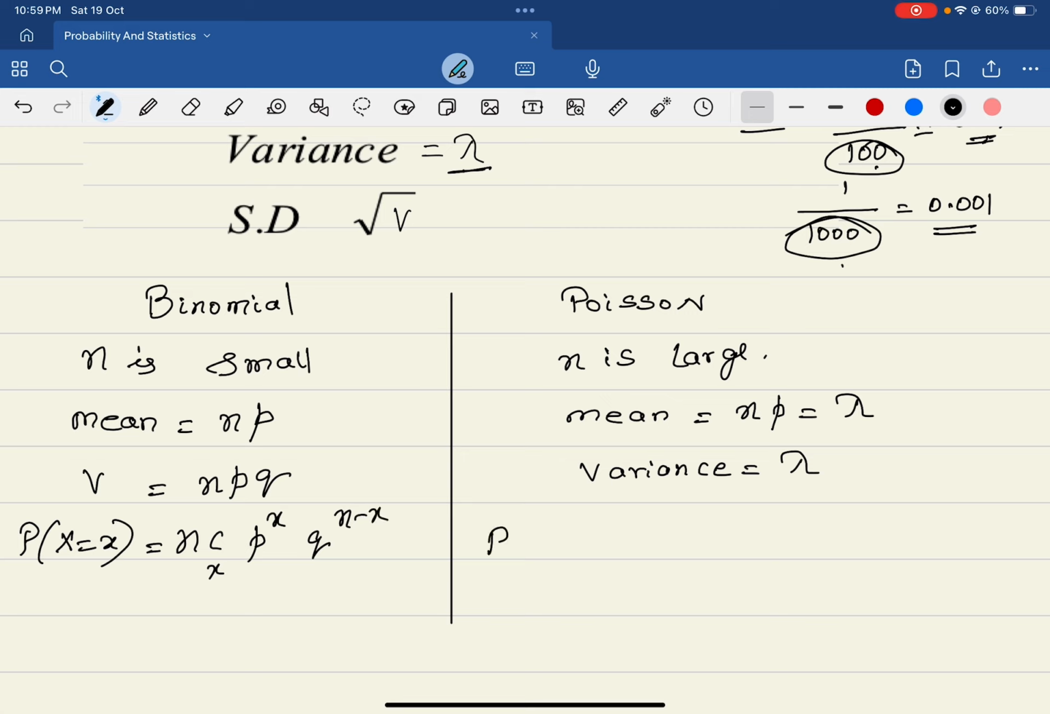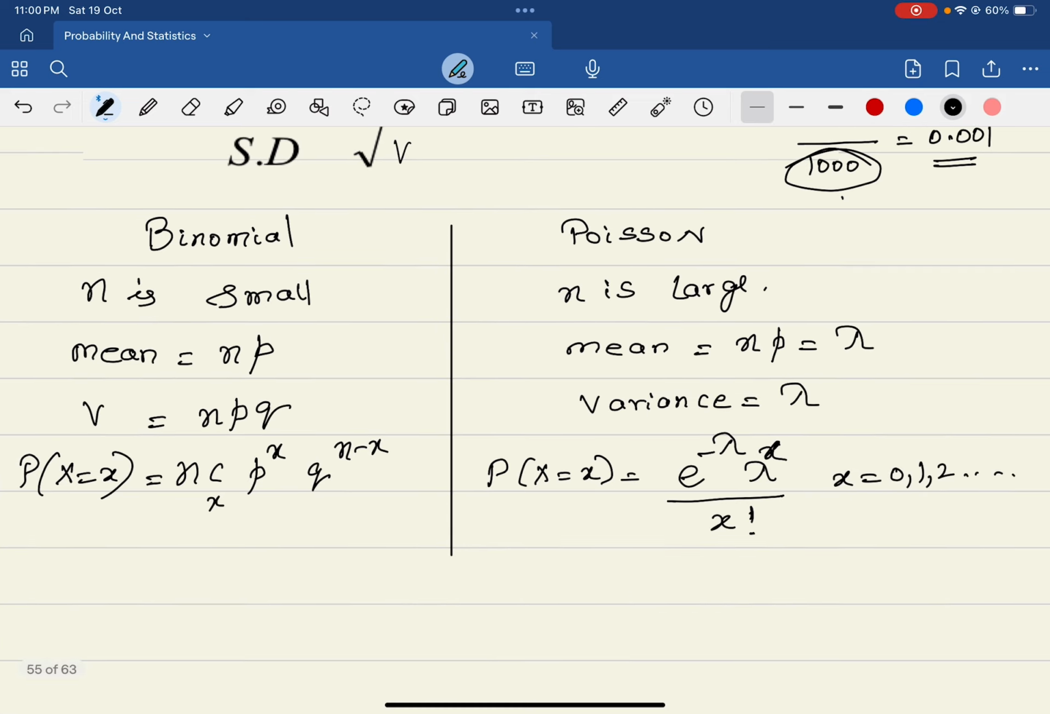And what is this now? P of x is given by, since n is very large, we cannot take it like this. So it is e raised to minus lambda into lambda to the power of x over x factorial, where x is 0, 1, 2, 3 and so on. So these are the major differences. And of course you can say that as n is large, the probability of success p is comparatively a very small value.